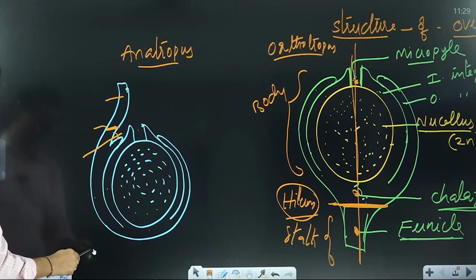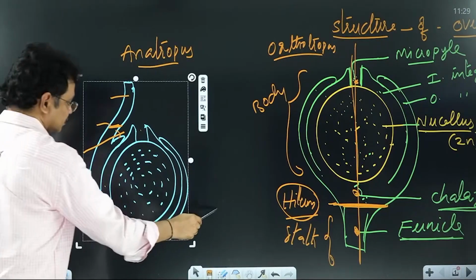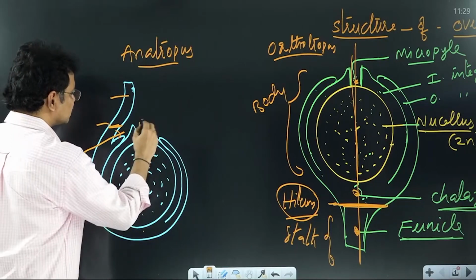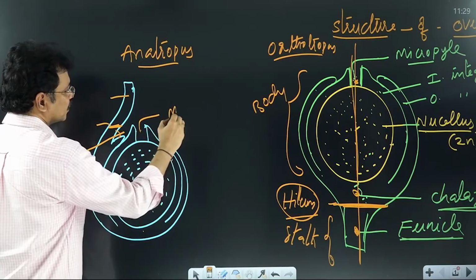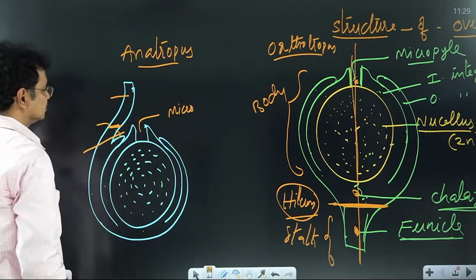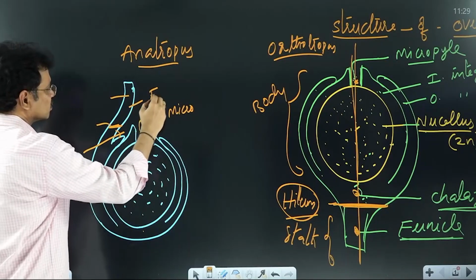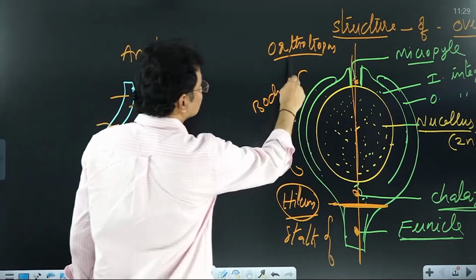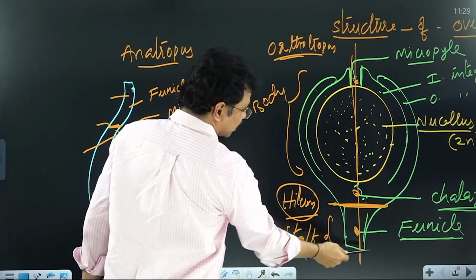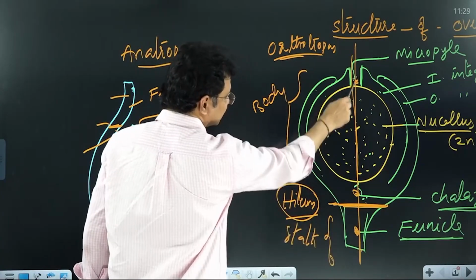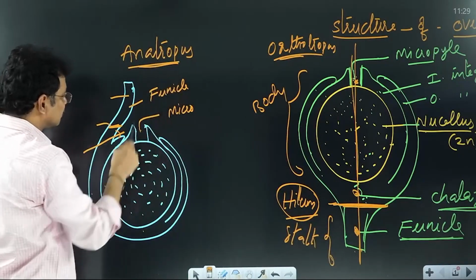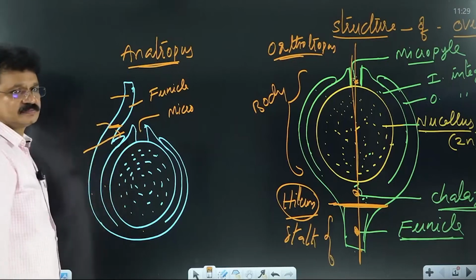Okay, this kind of diagram is given in our NCERT textbook. Tell me once again, what is the name of this area? Micropyle. This area is funicle. Whereas in orthotropous ovule, micropyle and funicle are in different directions and different places. Whereas in anatropous ovule, both are side by side.